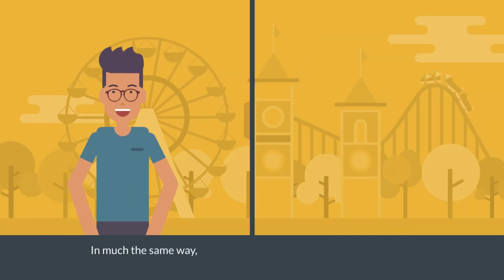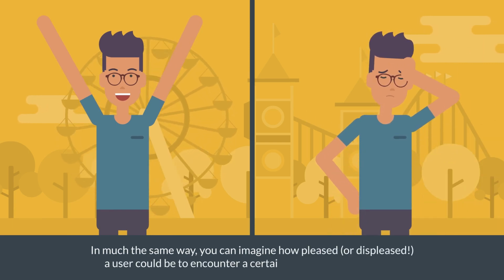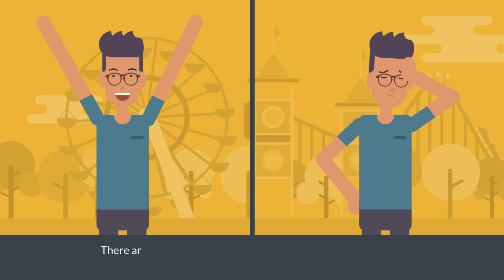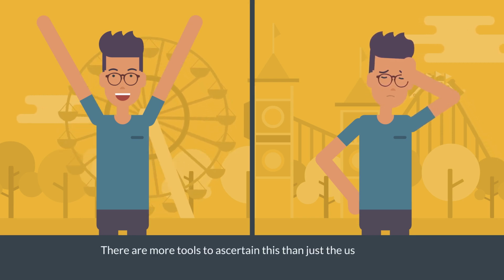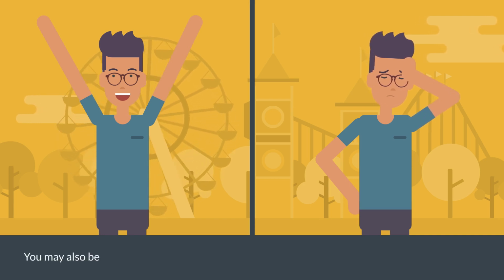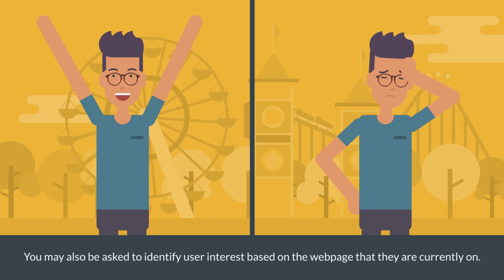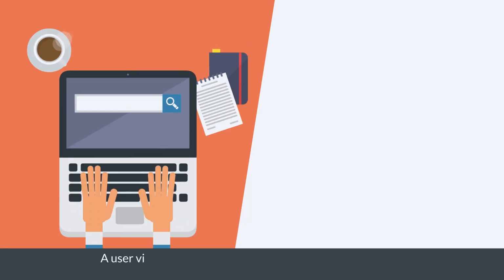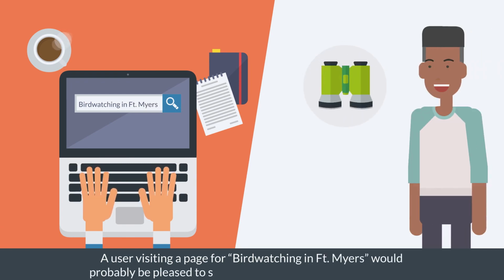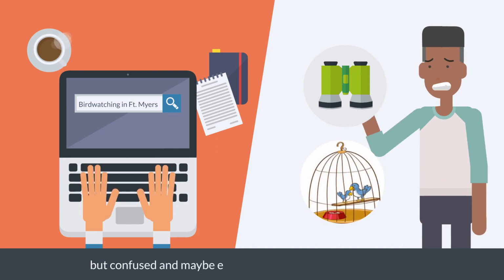In much the same way, you can imagine how pleased or displeased a user could be to encounter a certain page or ad on a website. There are more tools to ascertain this than just the user's query, so don't worry if the query is not provided. You may also be asked to identify user interest based on the web page that they are currently on. A user visiting a page for birdwatching in Fort Myers would probably be pleased to see binoculars advertised on the sidebar, but confused and maybe even unhappy to see ads for bird cages.